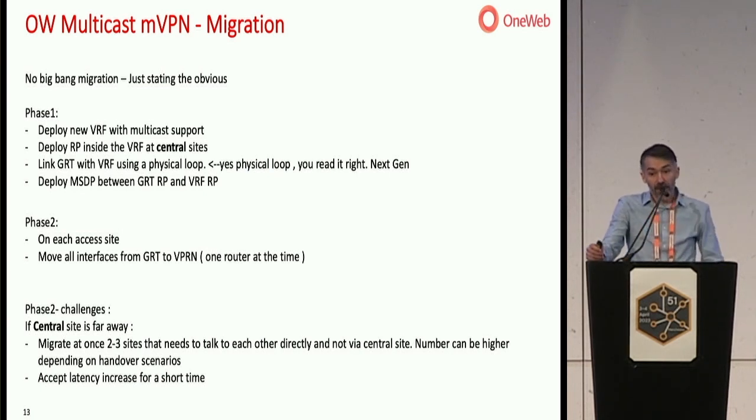And then we had two central sites, one in US and one in Europe, where we linked the global routing table with this VPRN. We did that with a physical loop. Like any other engineers in the world, I think everybody had a physical loop somewhere in the network. We did it as well, even if it's not next gen, but it worked. And then we, as I mentioned, link the GRT RPs with the VRF RPs using MSDP. And then we move to all sites and migrated from the global routing table in this VPRN.